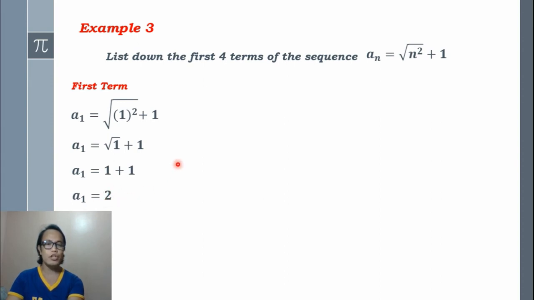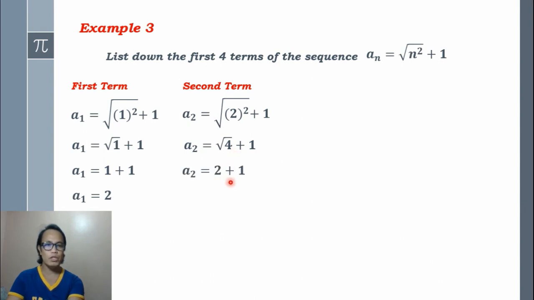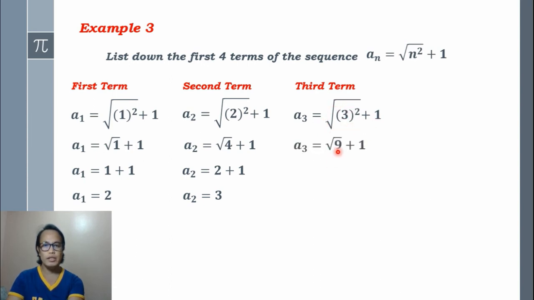Proceed to the second term. This is now a sub 2 is equal to the square root of n squared, since n is 2, so that is 2 squared is 4 plus 1. Then the square root of 4 is 2 plus 1 is equal to 3. Now for the third term, we have a sub 3 is equal to the square root of 3 squared plus 1. Then 3 squared is 9 plus 1. Then the square root of 9 is 3. So that is 3 plus 1, which is equal to 4.